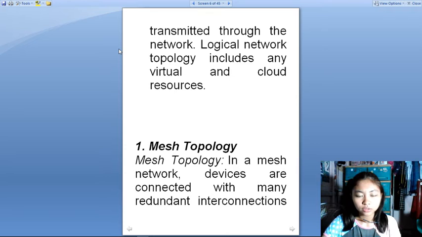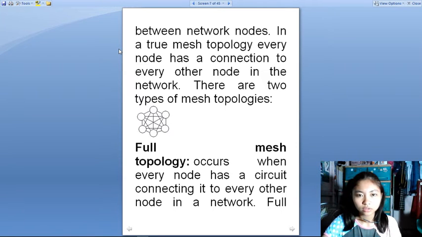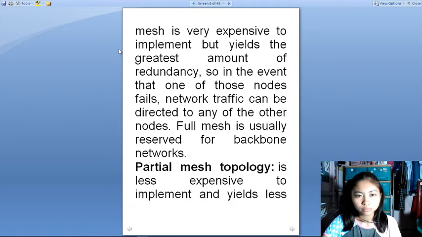Number one, mesh topology. In a mesh topology, devices are connected with many redundant interconnections between network nodes. In a true mesh topology, every node has a connection to every other node in the network. There are two types of mesh topologies. Full mesh topology occurs when every node has a circuit connecting it to every other node in the network.